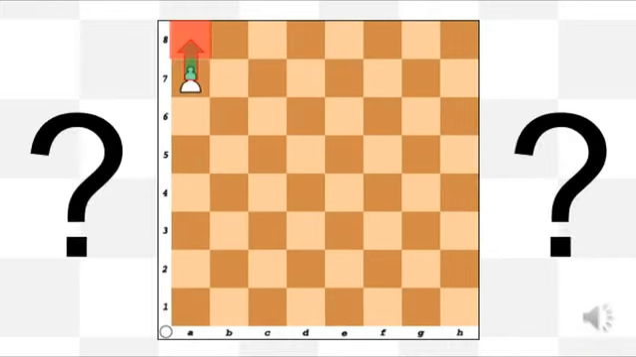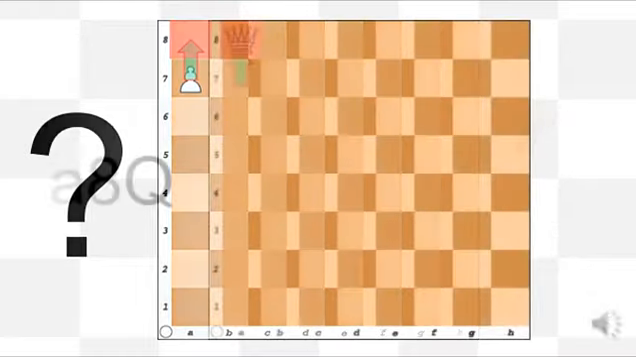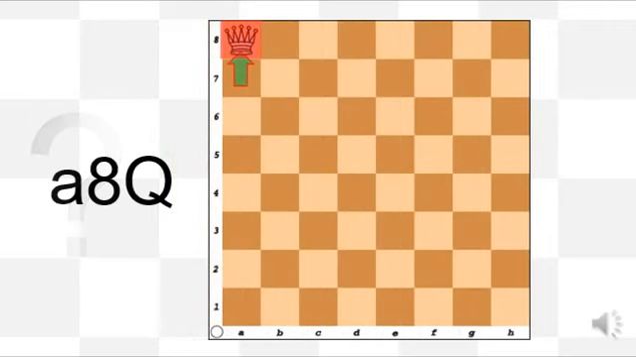So here's a quick example to try. What would be the notation for this pawn moving from a7 to a8? Assuming that a queen is the piece that we want the pawn to be promoted into, the notation for this move would be a8 and then q.